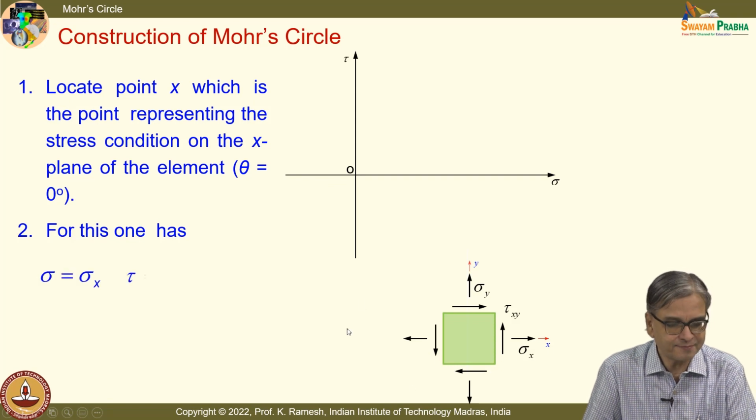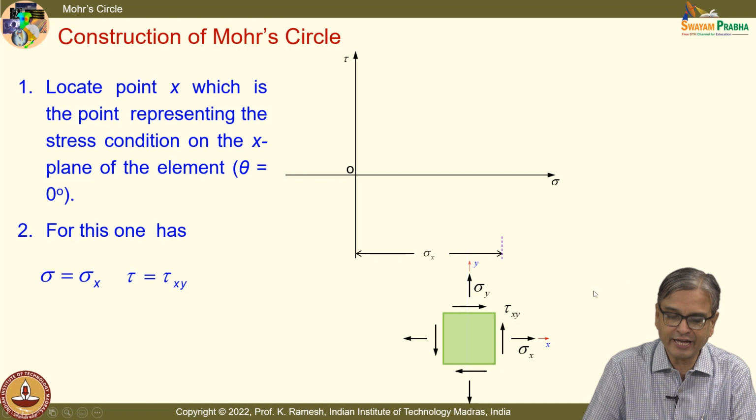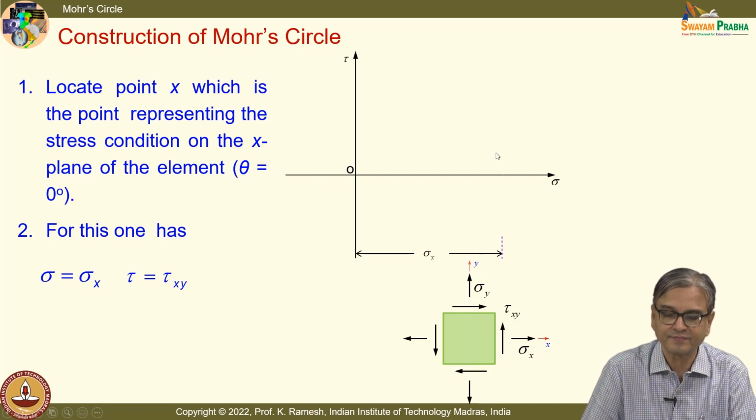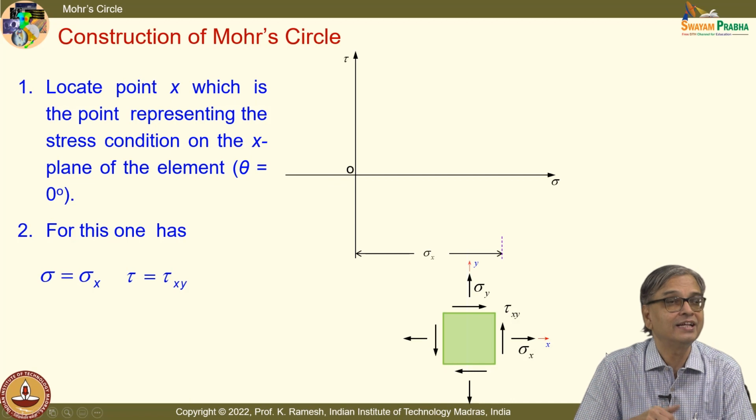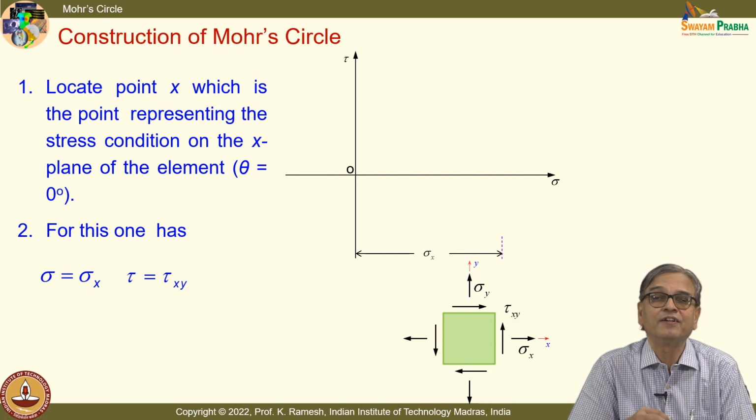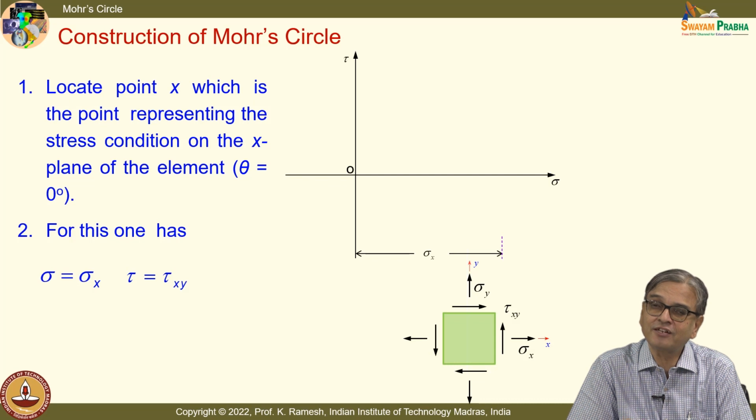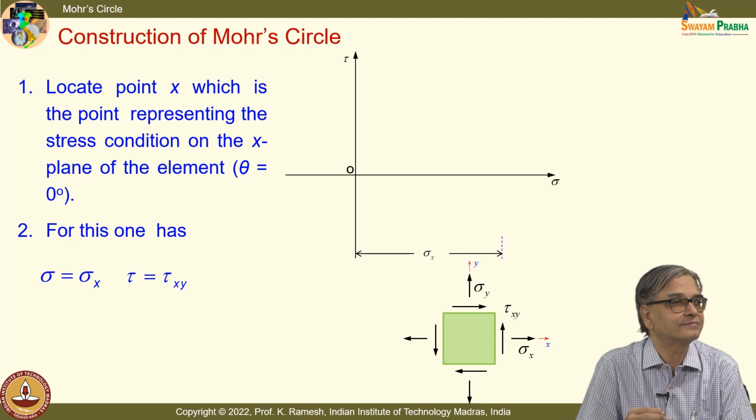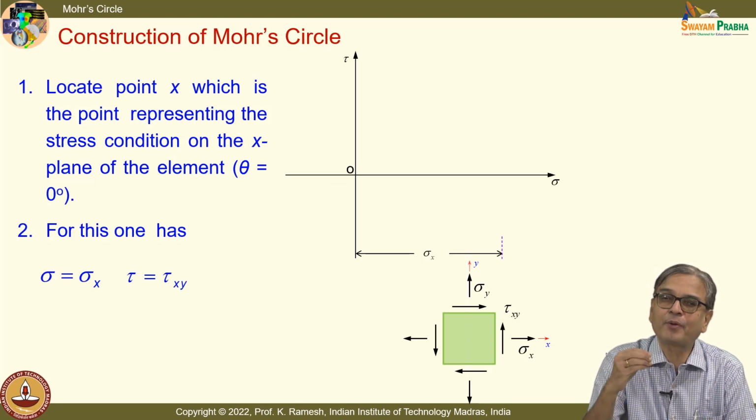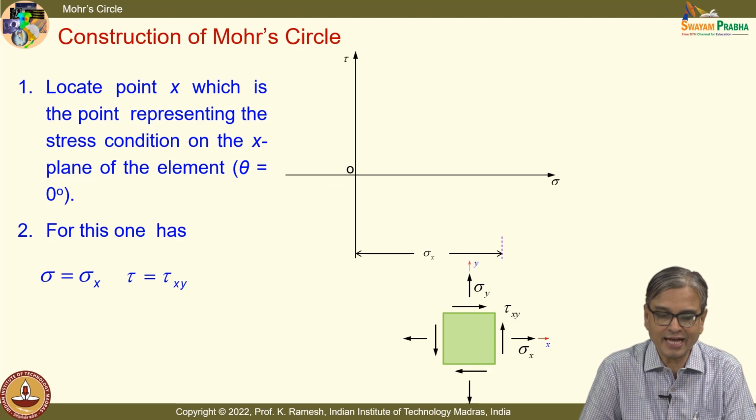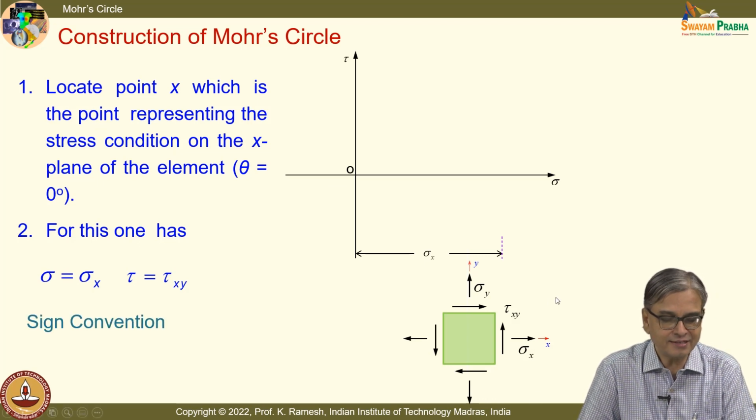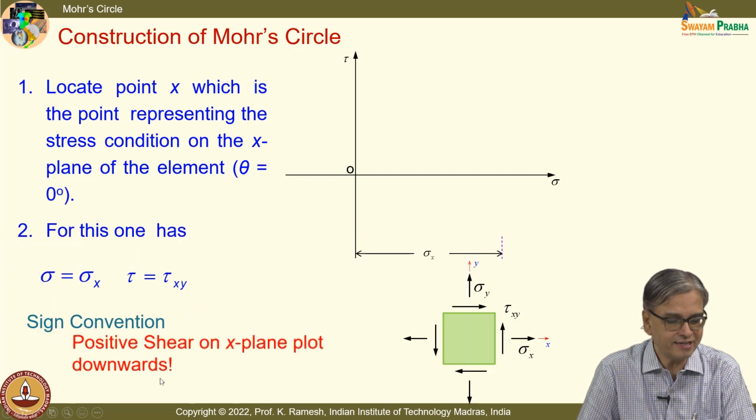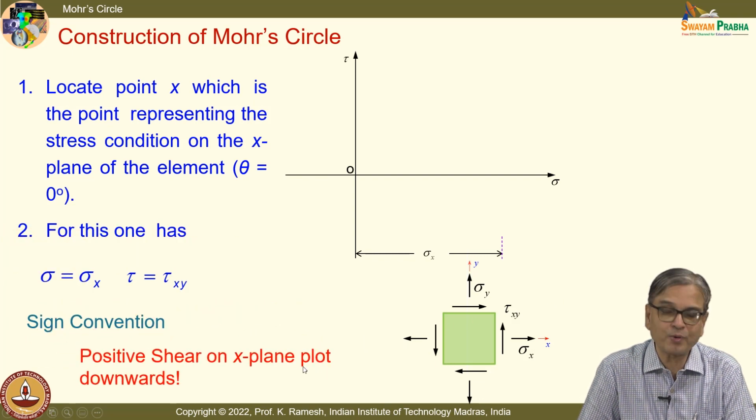I have sigma x, so I have to put sigma x. That is easy to put. You will take some sigma x somewhere, so it is lying on this line. Now I have to know tau xy. The convention is, when I have a positive value of shear on the X plane, I would plot it downwards. I will use the same magnitude, but I will plot it downwards. So I will have tau xy marked like this. That is what the sign convention said. Positive shear on X plane, plot downwards.